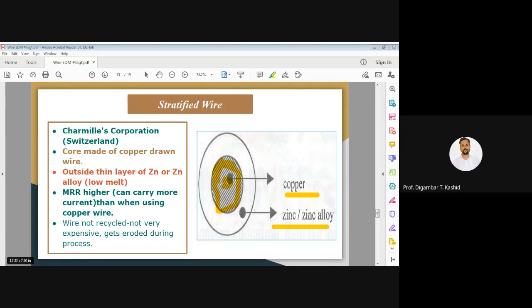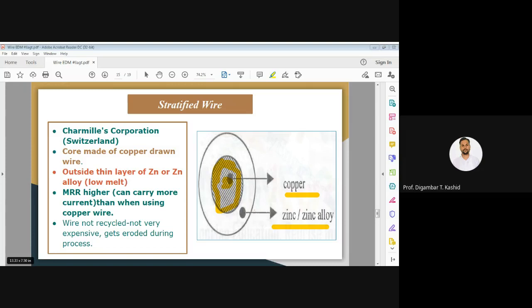So during the machining, during the sparking, this outer zinc layer will melt, but the core temperature does not reach the melting point of copper. Zinc will melt and even evaporate, at a temperature lower than the melting temperature of copper. That evaporation of the zinc will happen, but there will not be any effect on the core, that is copper. So the core of the stratified wire does not become hotter than the temperature at which the outer zinc layer vaporizes, so it does not break your core.